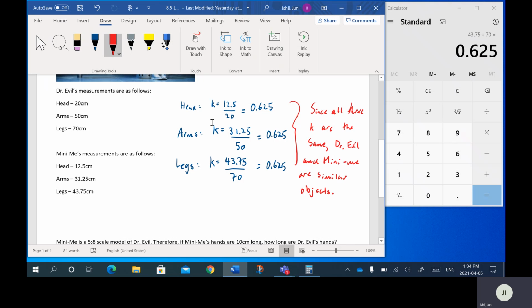If let's say two are the same, but we got the third one different, then they would not be similar objects. Or you can have 10 of the same measurements, but if the 11th measurement is not the same in terms of the scale factor, then they are not similar objects. In this example, we just had three measurements. Since all three scale factors are the same, we can conclude that they are similar objects.